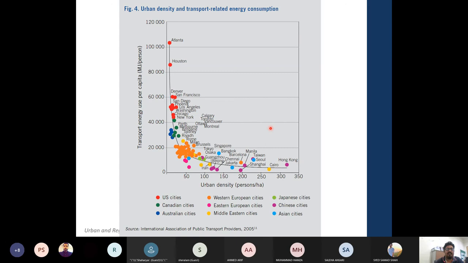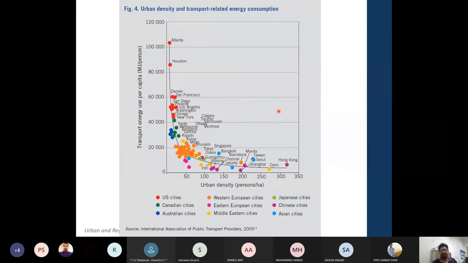Although you have public transportation launched in these big cities, New York as well, they have a very comprehensive public transportation system, but its density is comparatively low. And this graph, or this data, basically shows you that if the city is dense, then transportation-related fuel or energy consumption is low.